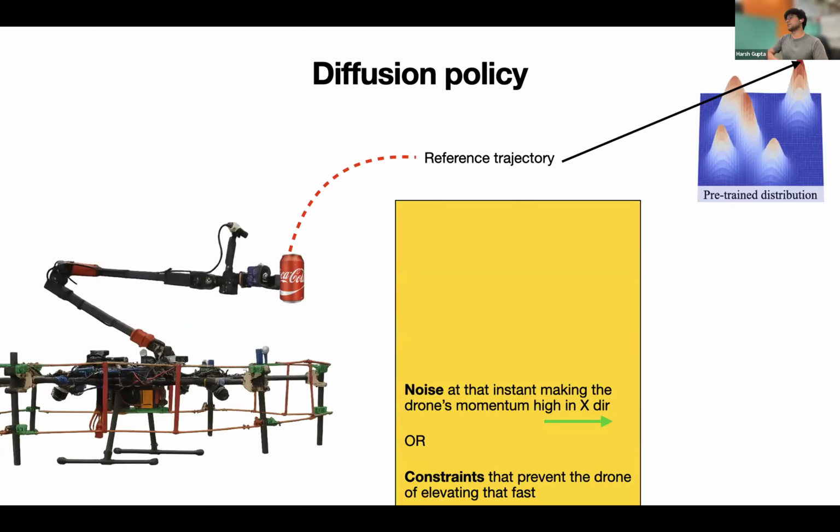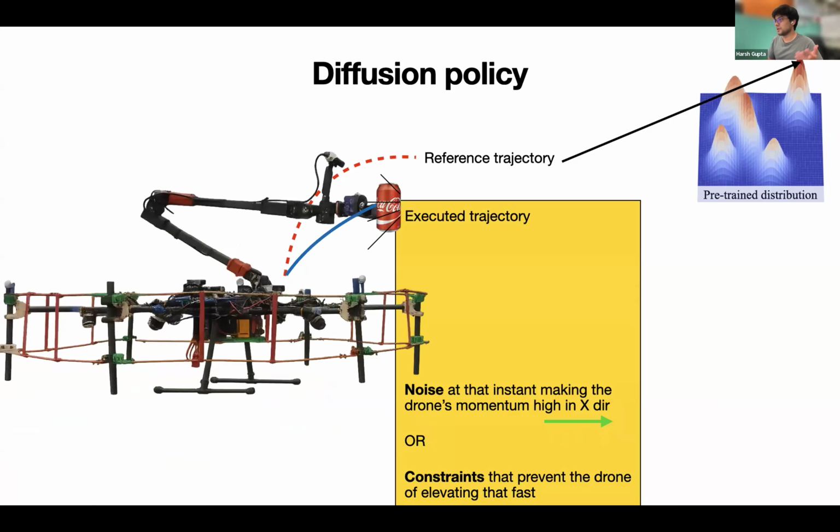So this is the cabinet task where we're trying to put the can on top of the cabinet, and you imagine if your reference trajectory was going up on top of the cabinet and trying to place the can. And imagine you had some noise at that instant, making the drone's momentum high in the X direction, towards the right side, or you had some constraints that prevent the drone from elevating that fast. The diffusion policy has no awareness of those factors, and it'll still produce the same reference trajectory because that's the most probable trajectory in the pre-trained distribution that we have.